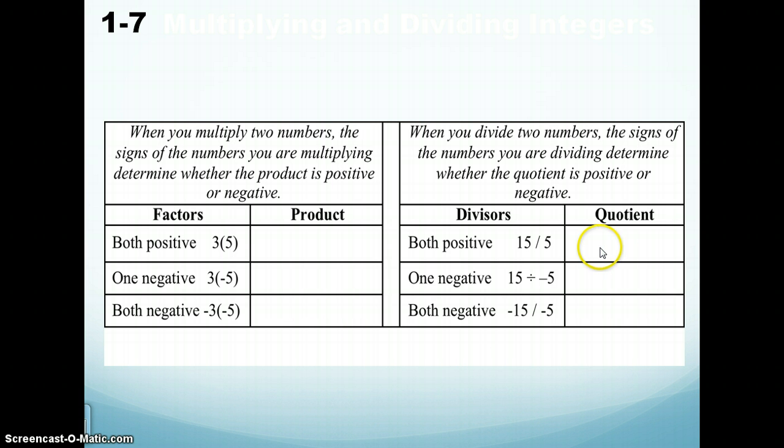Over here for division, the quotient of 15 and 5 would be positive 3. The quotient of 15 and negative 5 would be negative 3. And the quotient of two negatives, negative 15 and negative 5, would be positive 3.